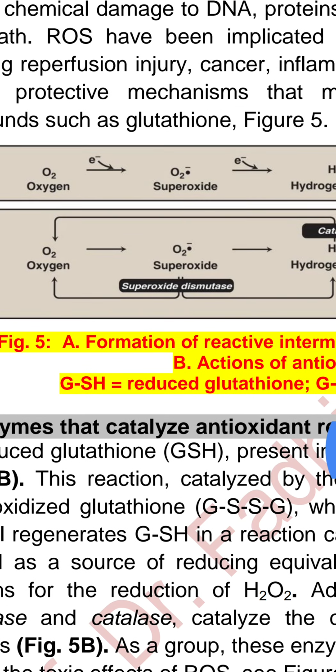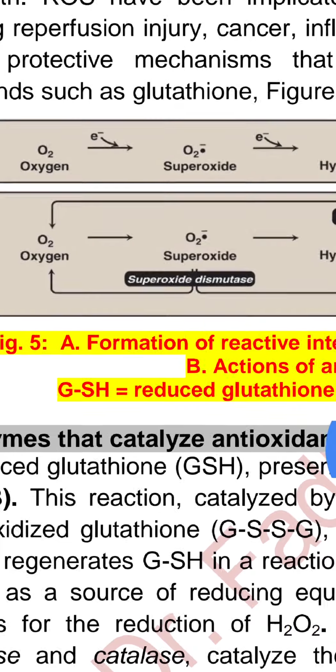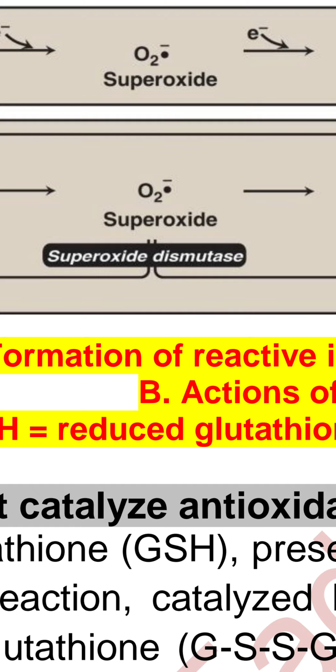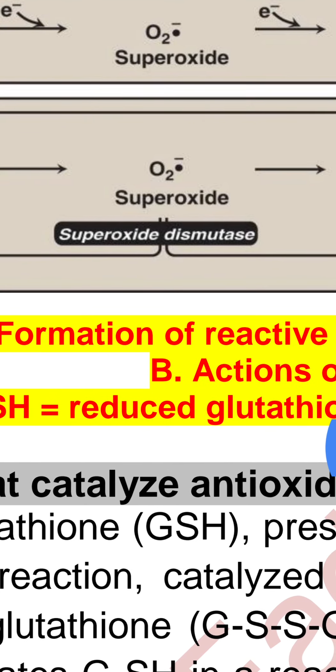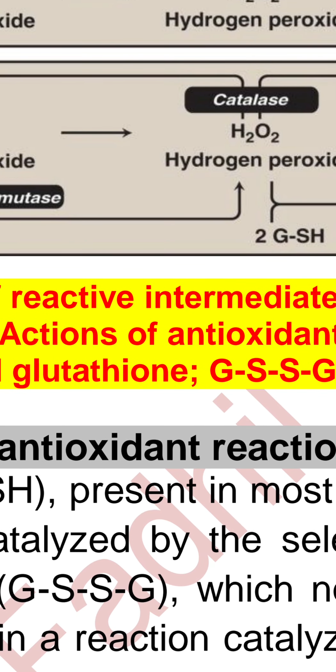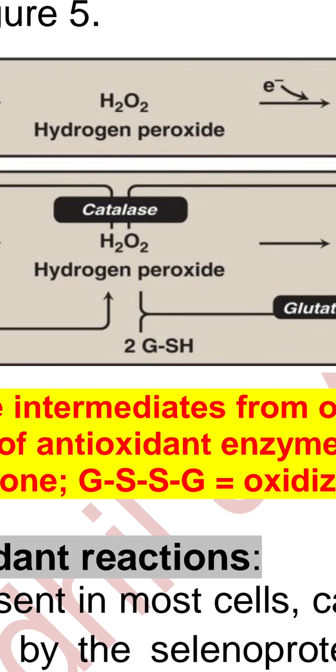هذا مثال واضح. الفيجر 5 يوضح role of, for example, superoxide dismutase. O2 minus with an odd electron يعتبر very dangerous free radical. Okay, بوجود superoxide dismutase, the superoxide is converted into hydrogen peroxide. والhydrogen peroxide is a non-free radical species.